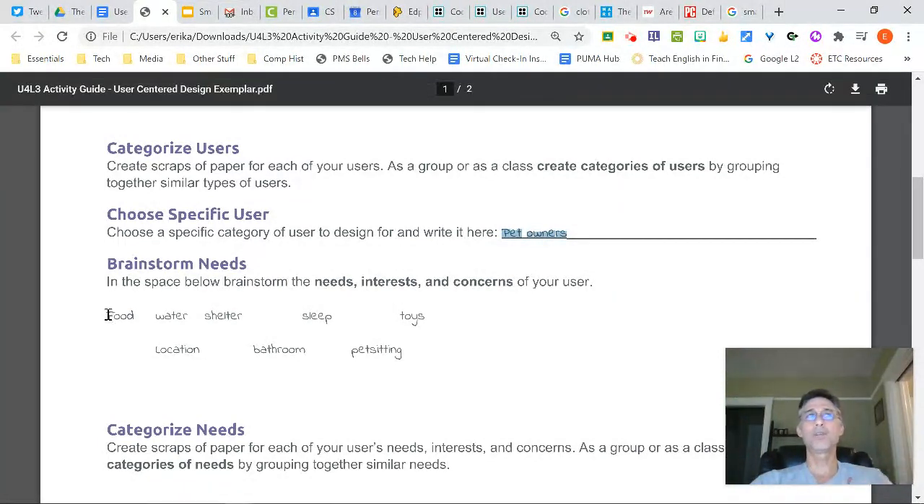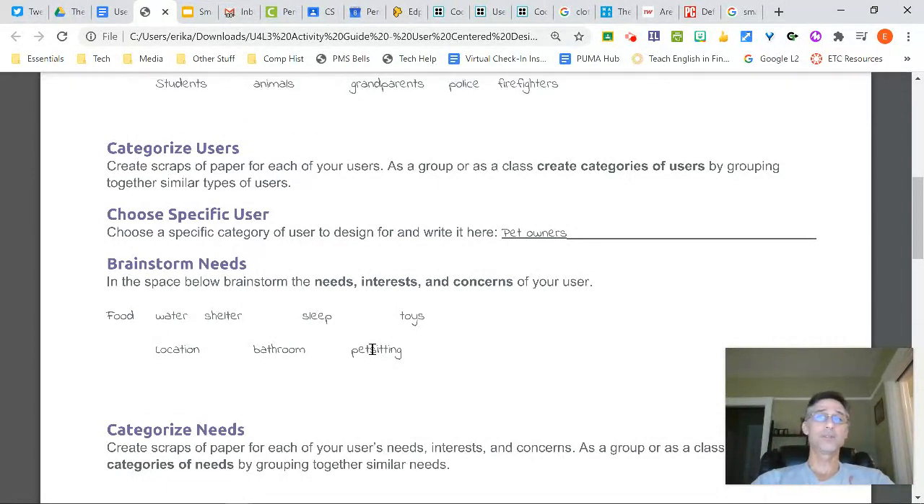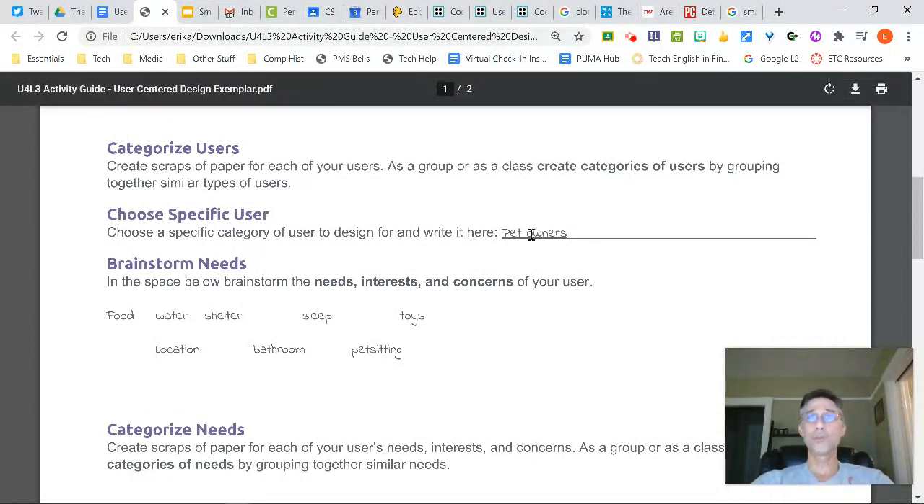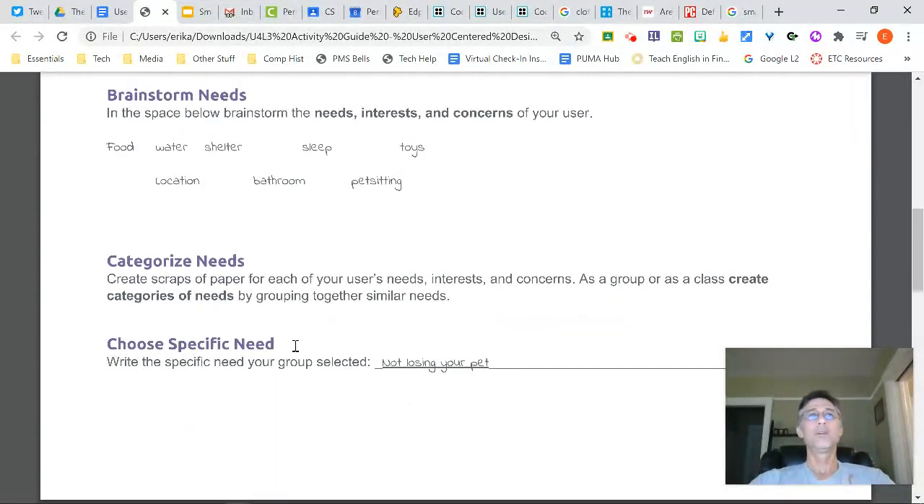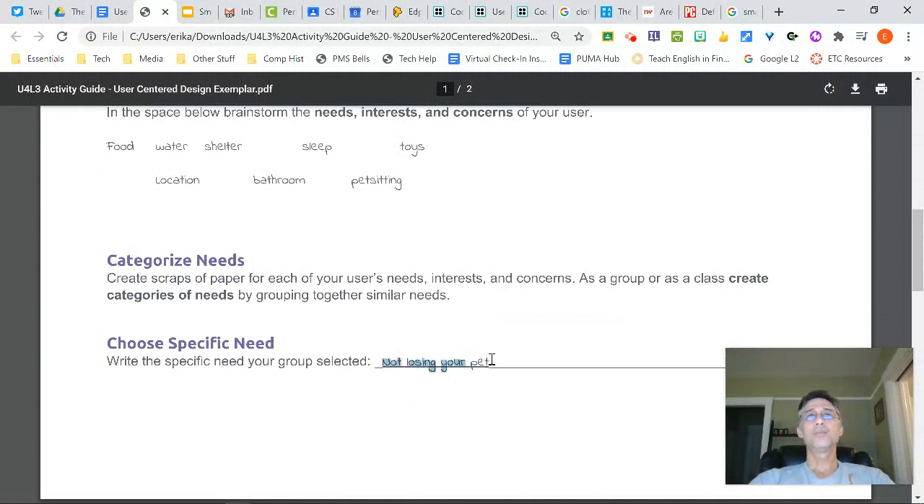Okay? So you can see pet owners want to make sure there's food and water and shelter for their pet. That there's a place to go to the bathroom. What about when they leave town and they need pet sitting? Okay, so these are just examples. You're going to choose your own group and brainstorm your own needs and interests and concerns of your user. Okay, then you're going to choose one of them.